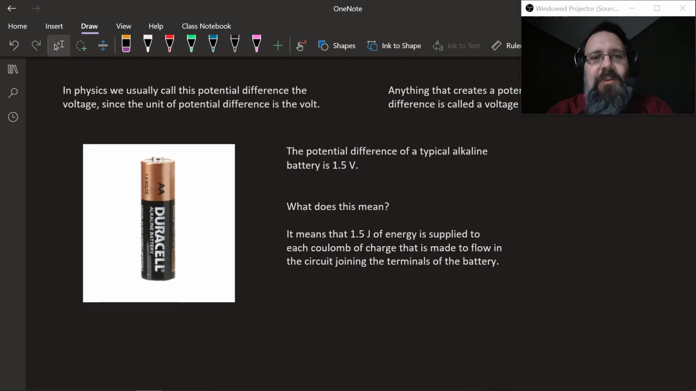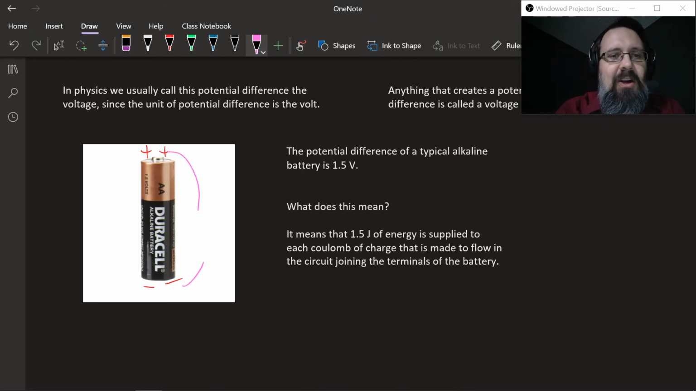In physics, we usually call this potential difference. We call it a voltage. So when you look at a battery, when you have the positive side and the negative side of a battery, we'll call that a potential difference. So we'll say from here to here, there's 1.5 volts. So an alkaline battery like this has a potential difference of 1.5 volts.